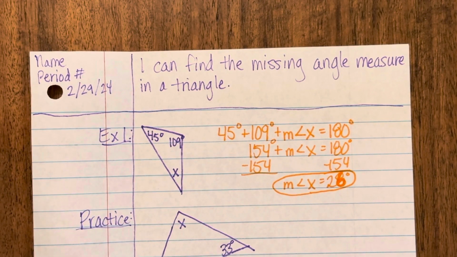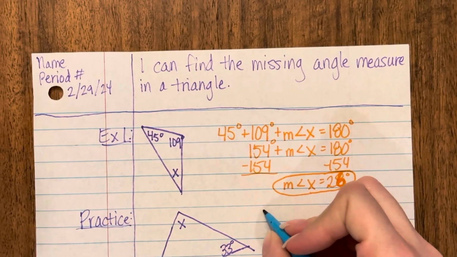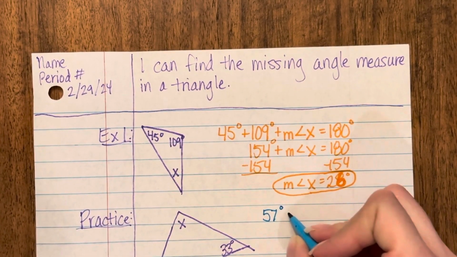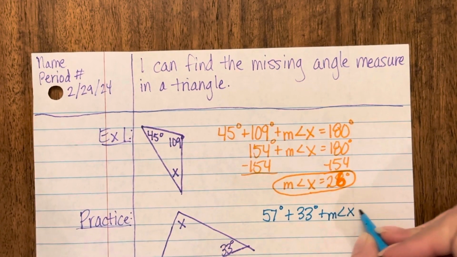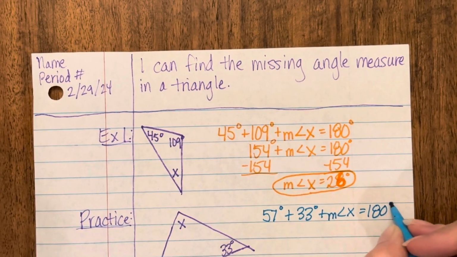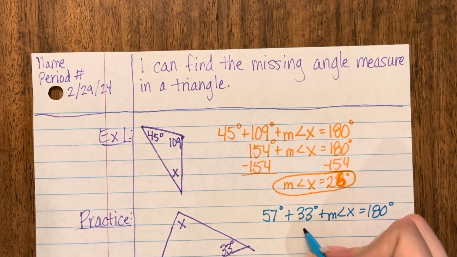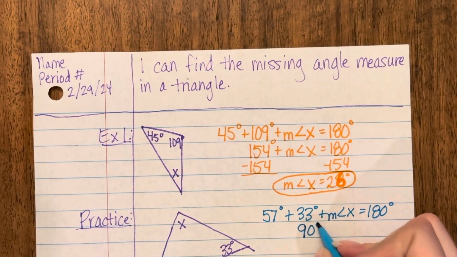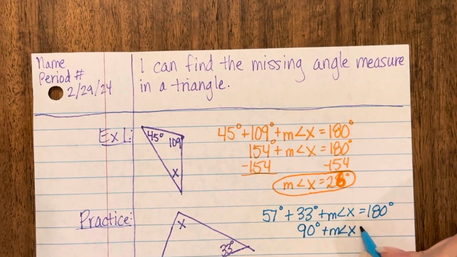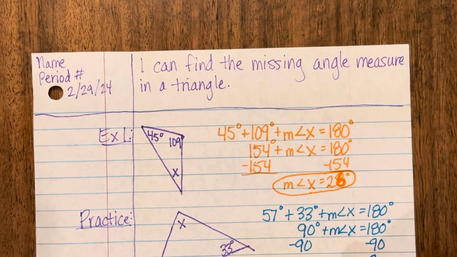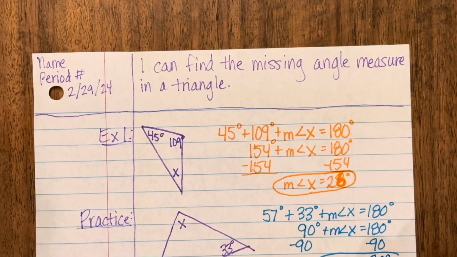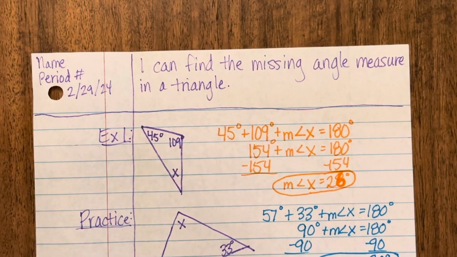All right, I'm gonna go through it with you. We have 57 degrees plus 33 degrees plus the measure of angle X is equal to 180 degrees. We're going to simplify here and solve for our missing angle. And we get that the measure of angle X is equal to 90 degrees. Okay, let's do another example.